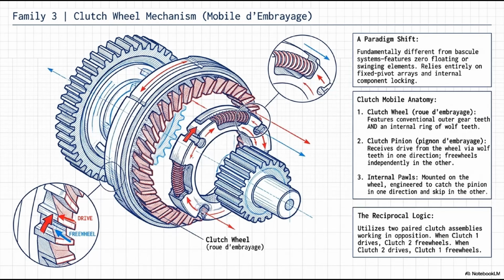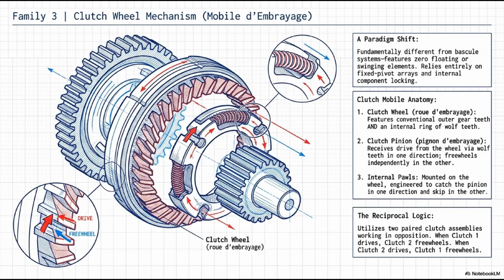The shift is fundamental. This system features absolutely zero floating, tilting, or swinging elements. There are no bascules. It relies entirely on fixed pivot gear arrays and internal component locking. Let's dissect the anatomy of a clutch mobile. Look at the 3D cutaway. It consists of three main parts.